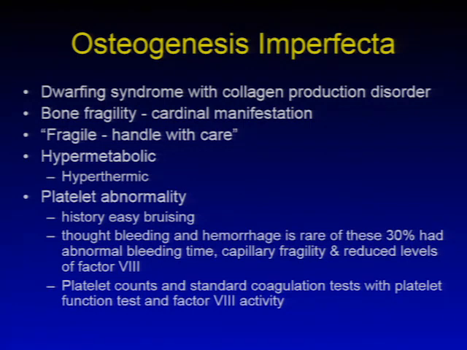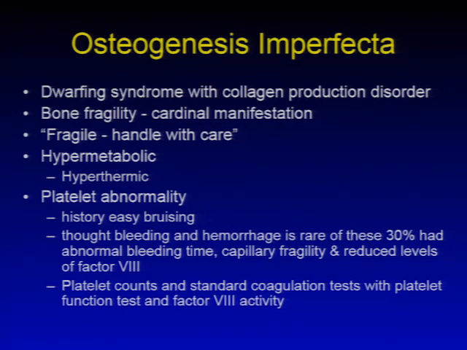Osteogenesis imperfecta is a dwarfing syndrome with collagen production disorder. It is an inheritable disorder with varying degrees of severity. There are 4 types of osteogenesis imperfecta. Type 1, which is the mildest form, usually with normal stature, blue eyes, and is of a dominant inheritance.